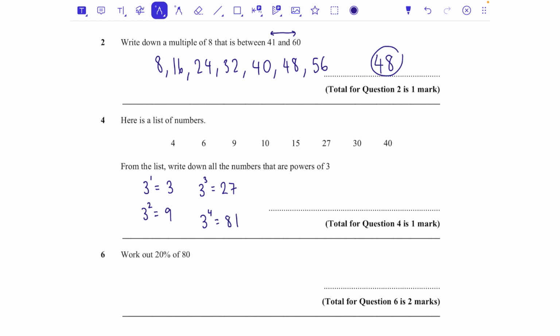So that's gone a bit big. So powers of 3, in this case, 9 because it's 3 squared, and 27 because it's 3 cubed. Quite tricky for early on in the paper on that one, but hopefully that makes sense.